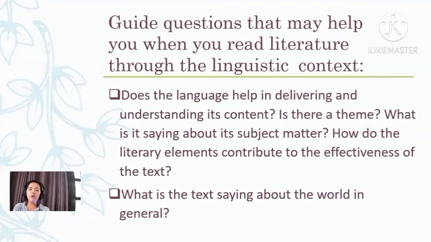Next one, what is the text saying about the world in general? What specific subject matter do these words try to hit into? Okay? What certain issue they are trying to discuss and pertain to.